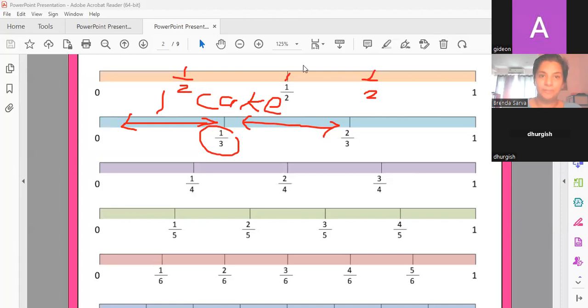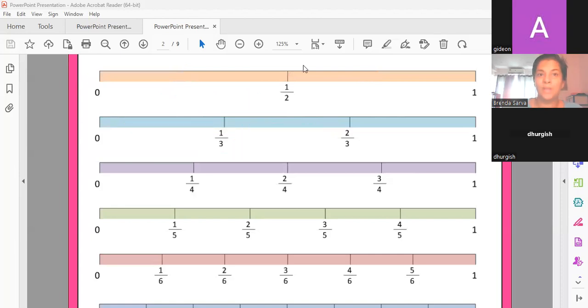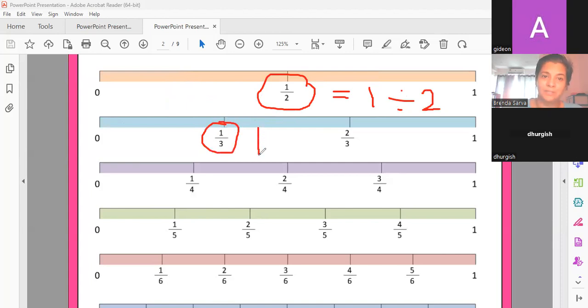So a quick recap of fractions today. What is a fraction? The correct answer is, a fraction is a division. It's not a multiplication, which means if you see a fraction like this, 1 over 2, it means 1 divided into 2 parts. If you see 1 over 3, it means 1 divided into 3 parts.